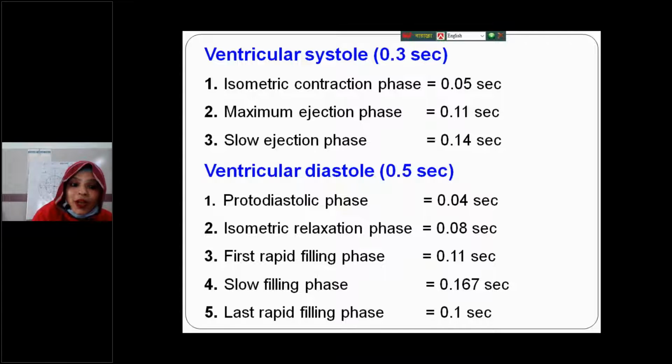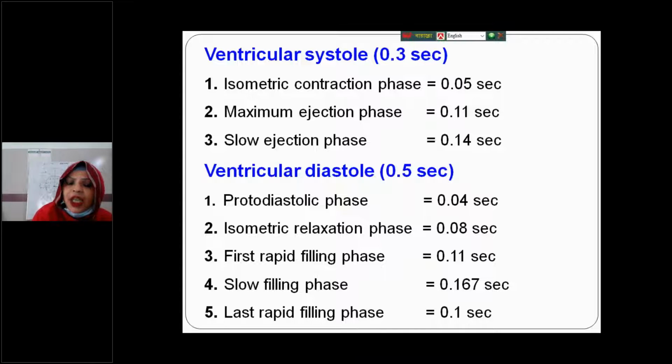Now ventricular diastole. There are 5 phases. This is very critical. There are 5 phases present in ventricular diastole. We know that ventricular diastole time is 0.5 second. First phase is the protodiastolic phase, 0.04 second. Isometric or isovolumic relaxation phase, 0.08 second. Number 3, first rapid filling phase, 0.11 second. Number 4, slow filling phase, 0.167 second. And number 5, last rapid filling phase, 0.1 second. There are 5 phases included in ventricular diastole.